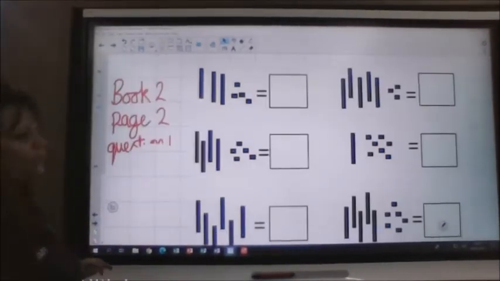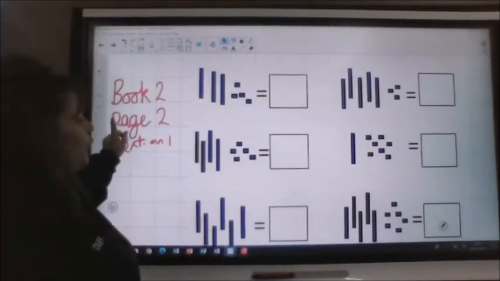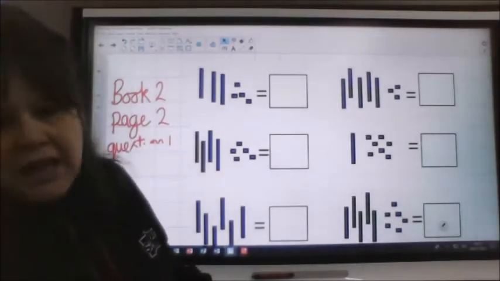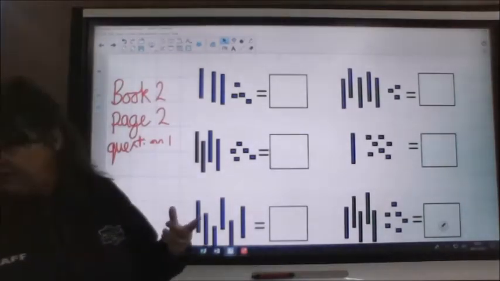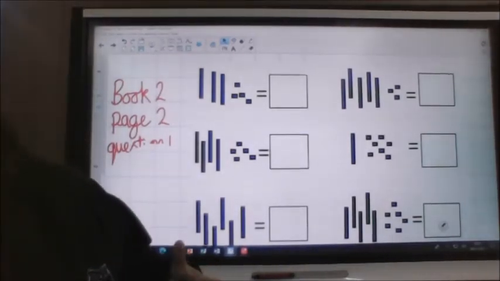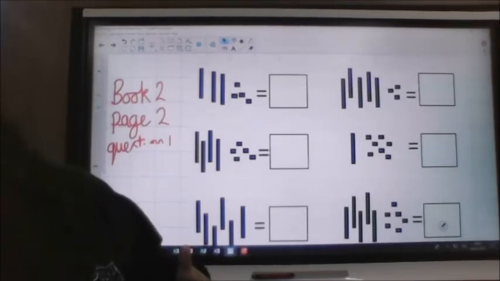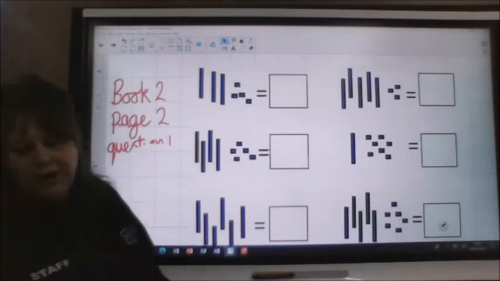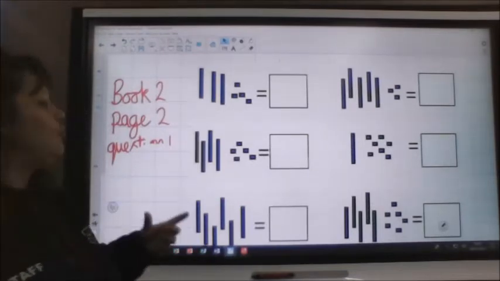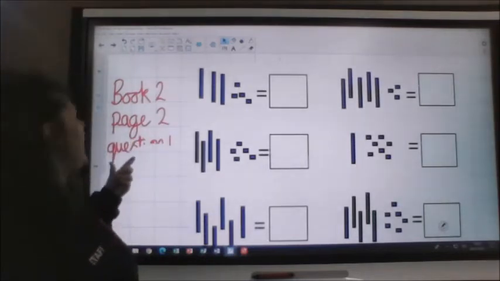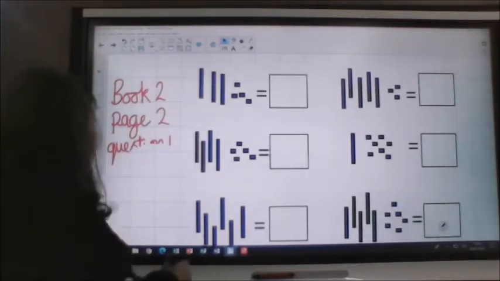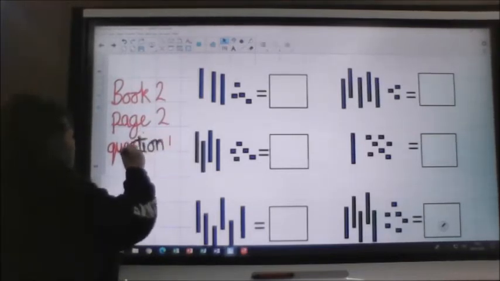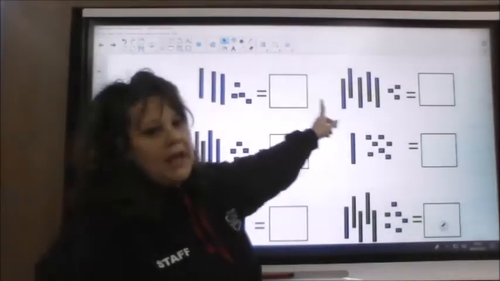So let's have a little look then at what you're going to do. Book 2, page 2, question 1 is what you're going to do today. And what I would do for those, you've been given some numbers and you have got to think about how many tens and how many ones there are. So you're going to be writing those down just like we've done today. So book 2, page 2, question, sorry, it's rubbed out. I've leaned on the board, haven't I? Question 1.